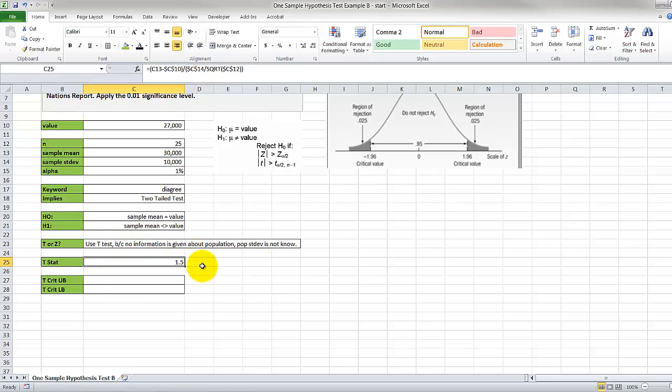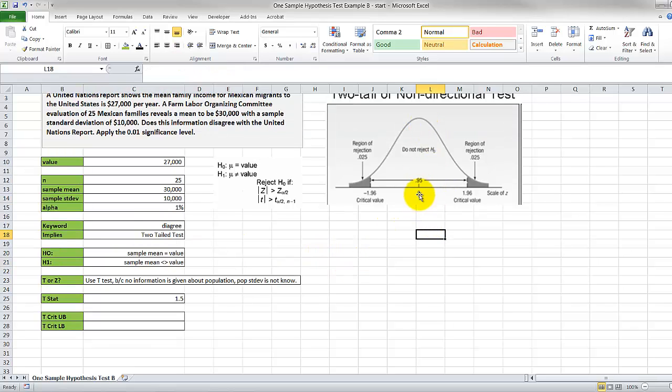Okay, I immediately look at this and say, that's not so far away from the center. Again, remember that the center is 0. That's the standardized score. So we would have to have critical values that were even closer to 0 in order to reject the null. So what I'm trying to say is 1.5 is most likely in the do not reject region because it's not far enough out to be close to the region of rejection. But that's just an assumption. We've got to actually calculate this.